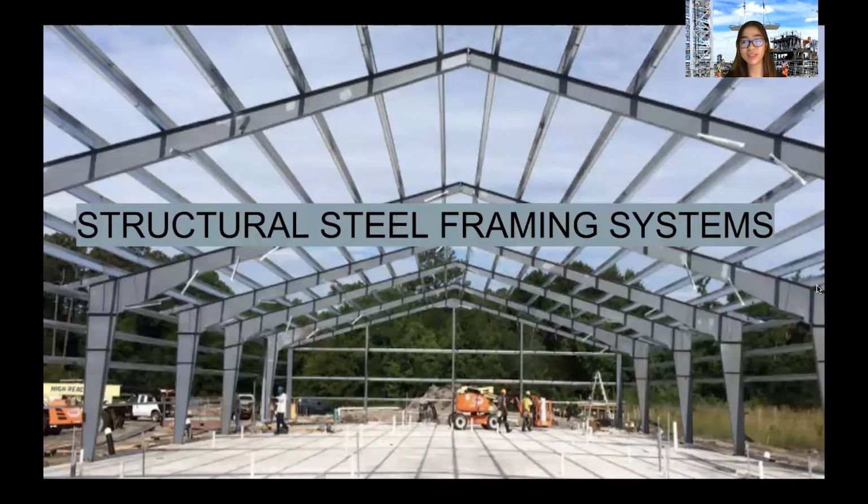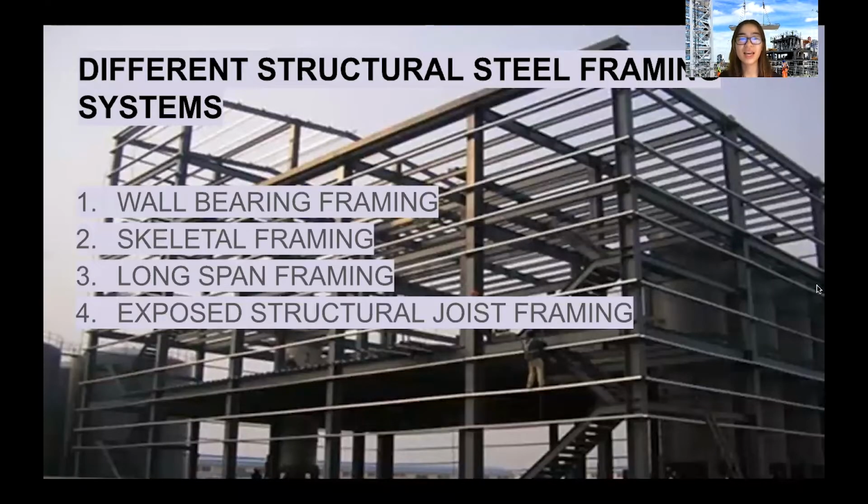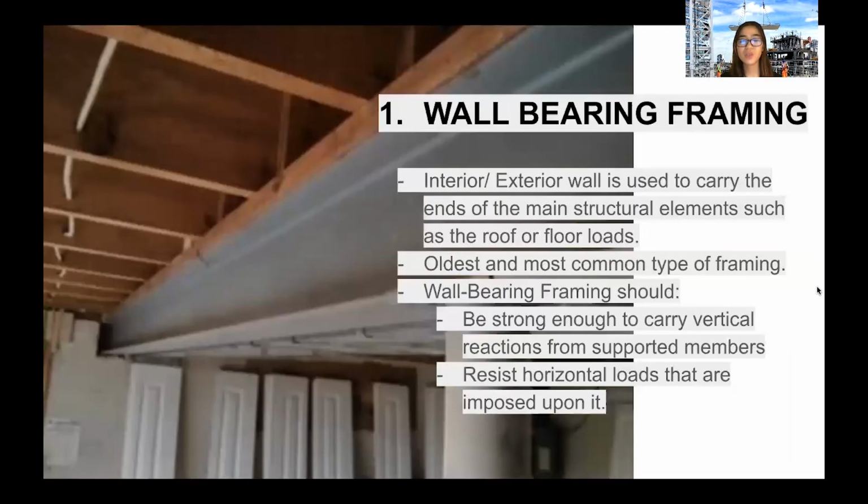Structural steel framing systems. There are 4 types of structural steel framing systems, which are wall bearing framing, skeletal framing, long span framing, and exposed structural joist framing. The first one we will be talking about is wall bearing framing.